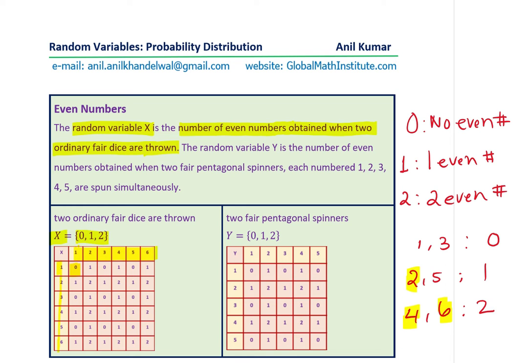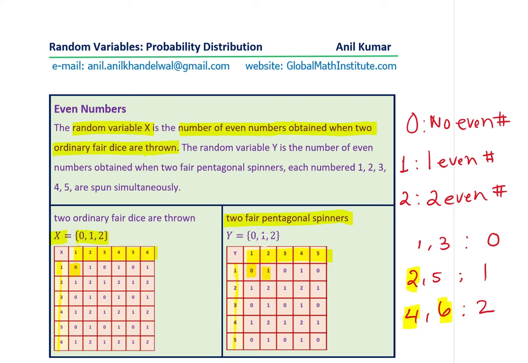Now let's look into the pentagon. So when we have two spinners, we have options 1 to 5 for both. Now, if both get 1, then it's not an even number. But if you get one of them as 2, you get one even number. So from this matrix also we see that the maximum number of even numbers you can get is of course 2, where there are two pentagonal spinners.